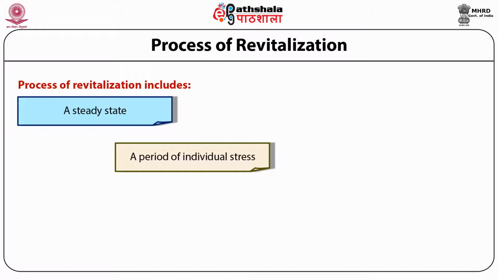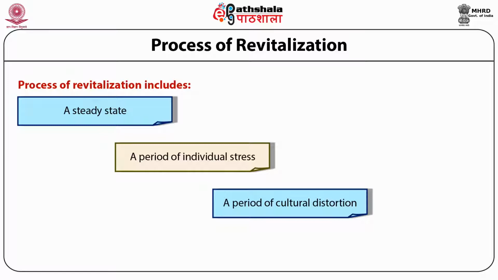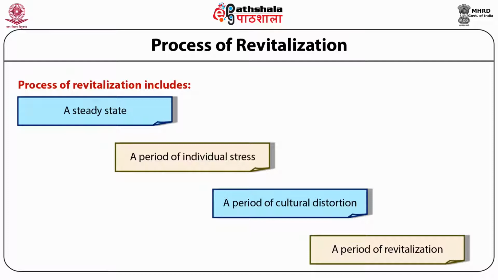Now, with this kind of individual stress, at some level there is some kind of delusion, a state where one wonders: what happens if I take on a new form of behavior, am I shedding my own old cultural ways, at the individual and at the collective level? So that leads to a phase of cultural distortion. And it takes on the final aspect of what we call the revitalization process, where the old thing has been replaced by a new thing.